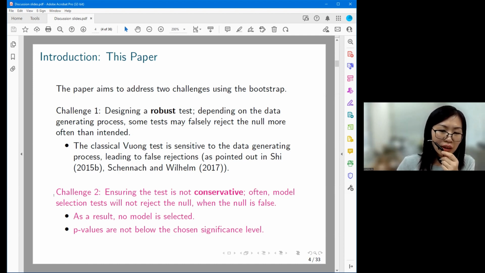And challenge two is to ensure that the test is not conservative, as the paper says. So a conservative test rejects the null less often than it should. Therefore, sometimes it results in no model being selected in the data.